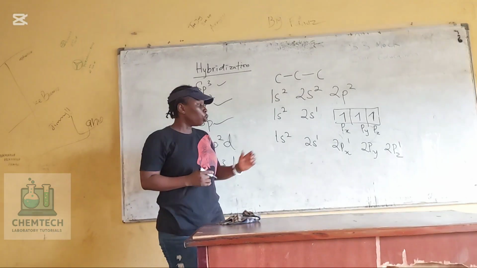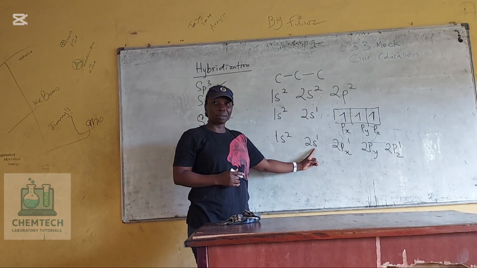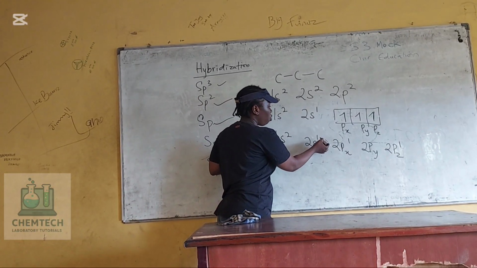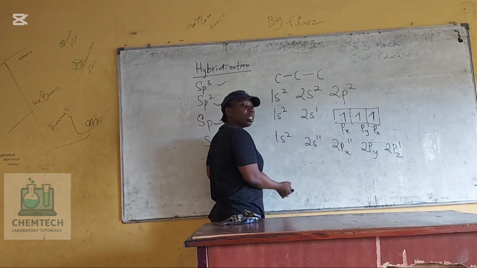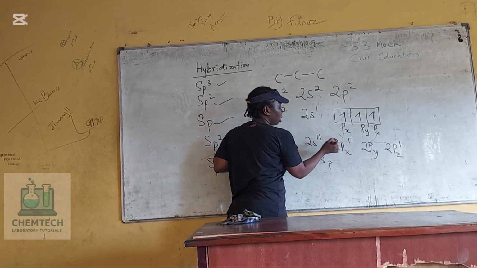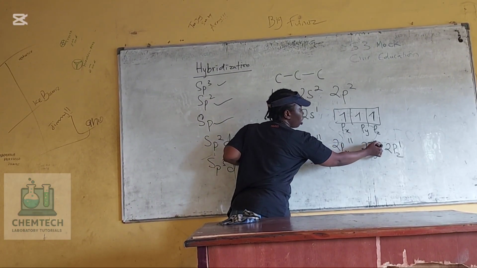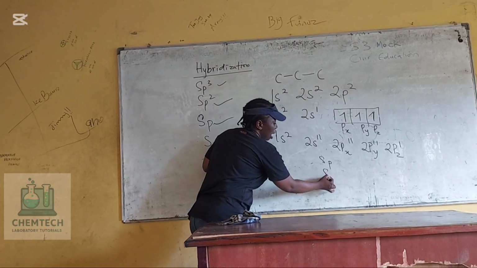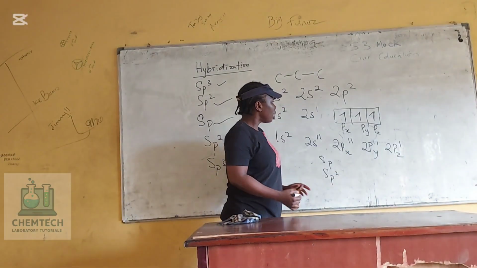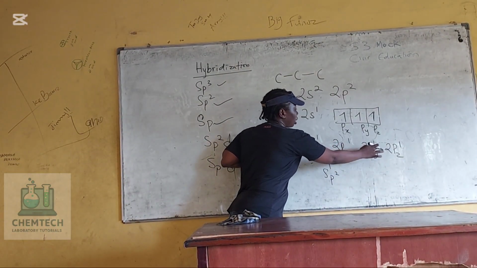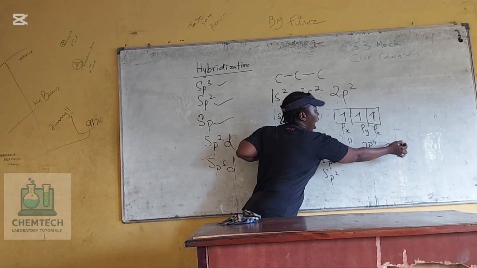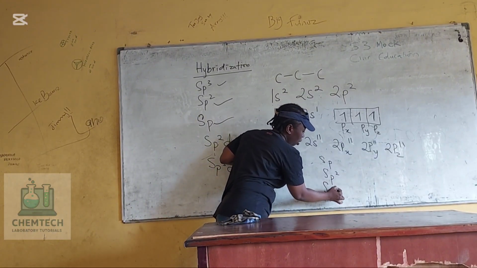Now, if carbon uses the s orbital, one of the s orbital, to form bonding, we'll call it sp hybridization. If you form bonding with s and one of the p, px or py, it becomes sp2 because it uses p orbitals, px and py. Now, if it forms bond with 1s, one with px, py, and pz, it becomes sp3.